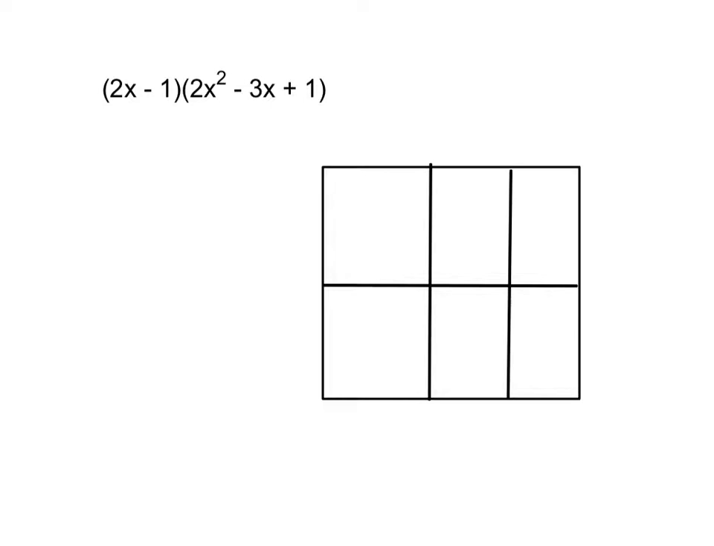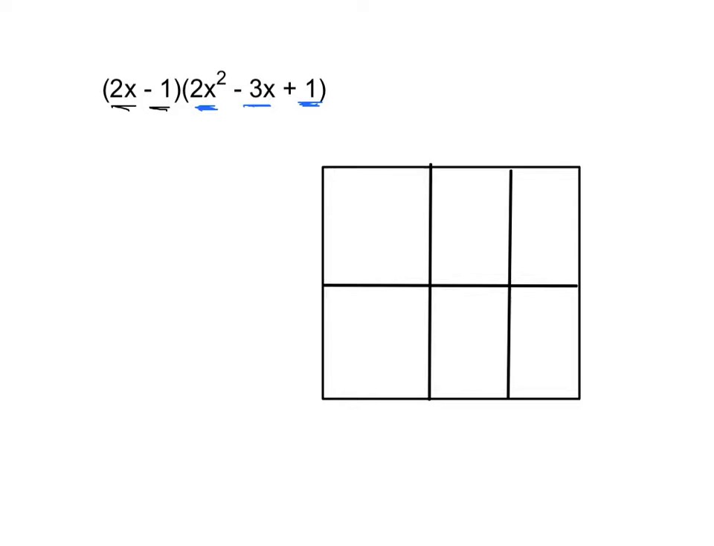Okay, so that first example was just to review what you did the day before. Now we're going to look at a binomial. So we have two terms here, 2x minus 1. Remember, terms are separated by a plus or a minus sign. And then the second polynomial is what we call a trinomial, because we have one term, two terms, three terms. When you have three terms, it's a trinomial.